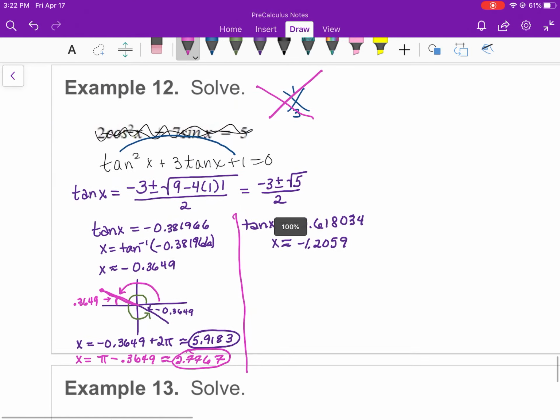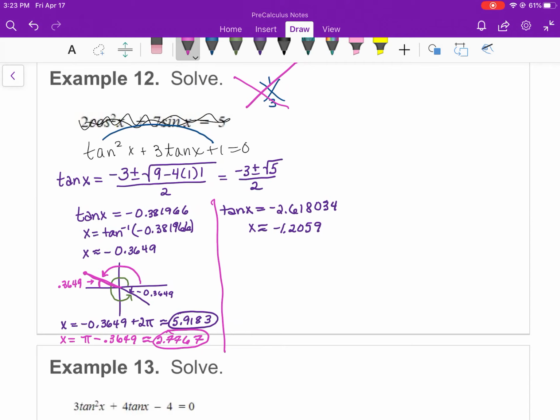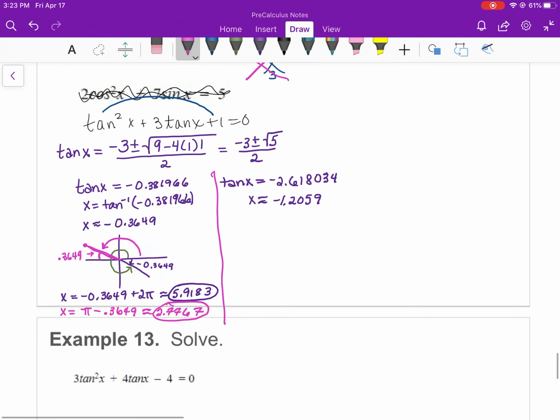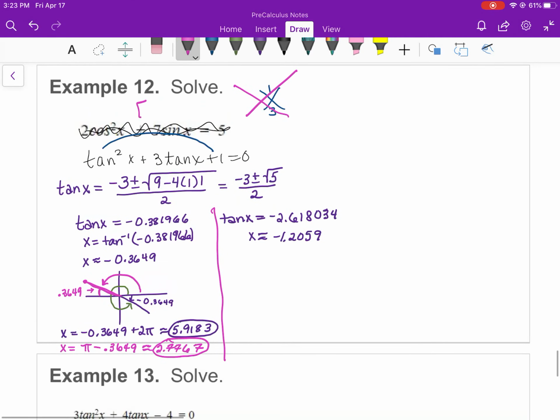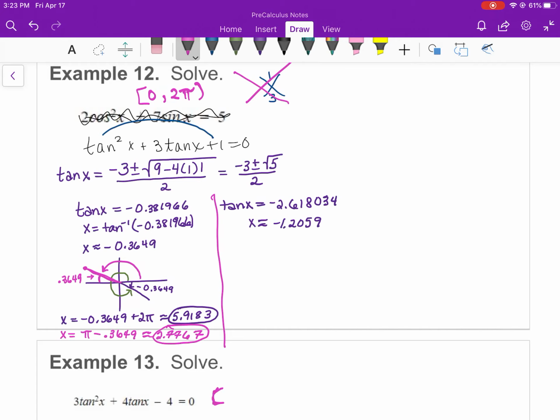Now, it does say to solve, but I believe these were on the unit circle. So we're going to go with 0 to 2 pi here. Okay? And I'll add those directions to my next one as well.